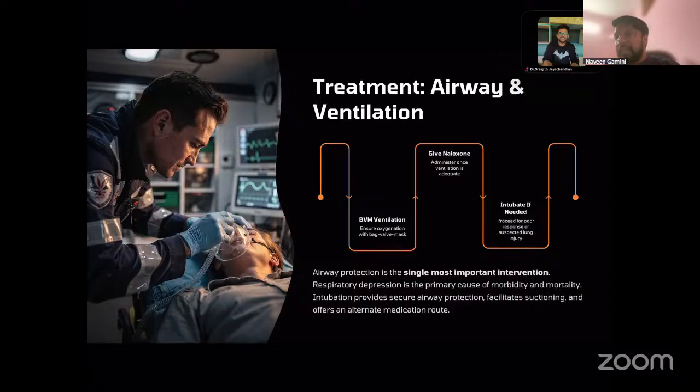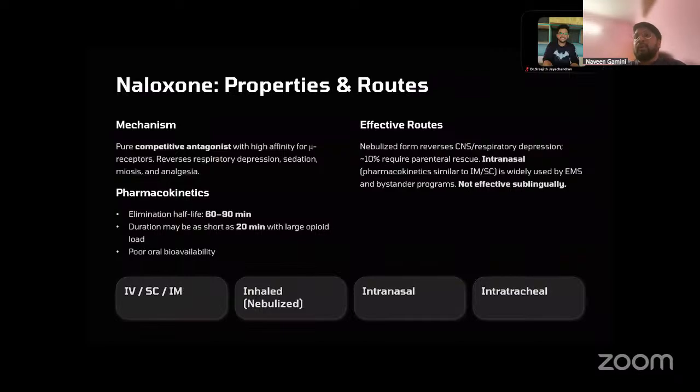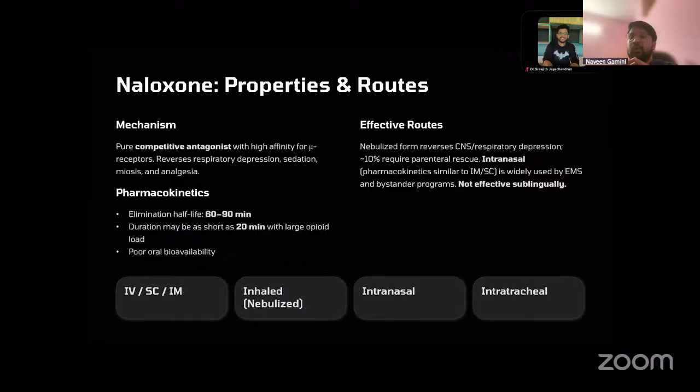The antidote is naloxone. Suppose we are not able to secure the airway and ventilation is not adequate, then definitely we need to go ahead with intubation, because intubation can also provide us a different route for giving the naloxone. Now, what is naloxone? The mechanism of naloxone is that it's a competitive antagonist at the mu receptor. So it reverses the respiratory depression, sedation, miosis, and the analgesic effects. Regarding the pharmacokinetics, the half-life is 60 to 90 minutes, but the duration can be as short as 20 minutes if there is a large opioid load.